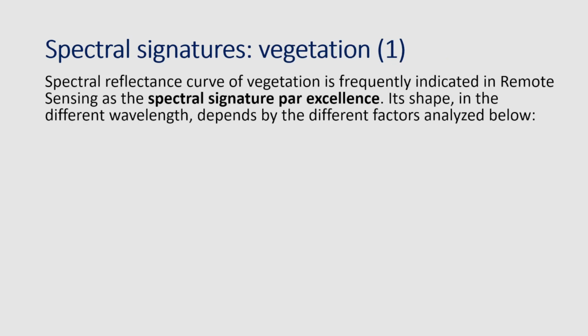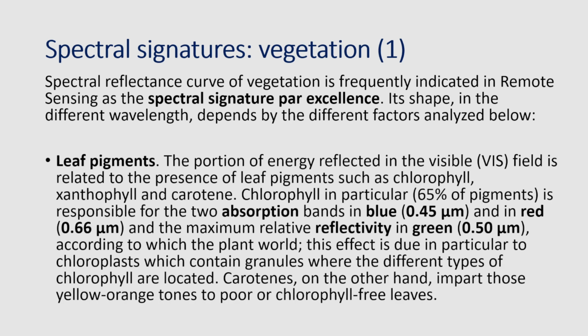Spectral signatures, vegetation. 1. Spectral reflectance curve of vegetation is frequently indicated in remote sensing as the spectral signature par excellence. Its shape, in the different wavelengths, depends on the different factors analyzed below. Leaf pigments. The portion of energy reflected in the visible, VIS, field is related to the presence of leaf pigments such as chlorophyll, xanthophyll and carotene.